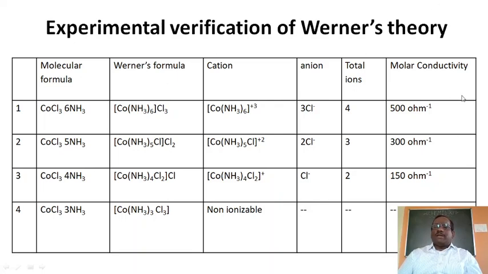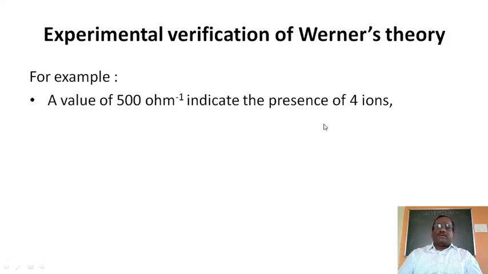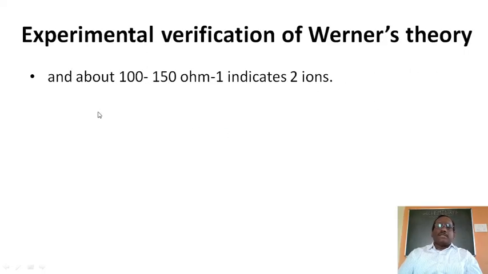So this is experimentally proved, because even though three chloride ions are present, they are used in bonding as secondary valency. Hence there are no free chloride ions. This was also experimentally supported by Werner using a variety of experiments. The molar conductivity of solutions of coordination compounds also helps to estimate the number of ions in the solution. The first example gives 500 ohms inverse, 4 ions. The second example, 250 to 300 ohms inverse, 3 ions. The third example, 150 ohms inverse, 2 ions.